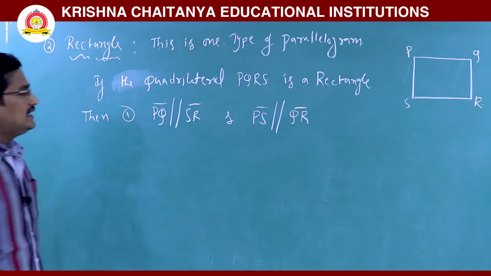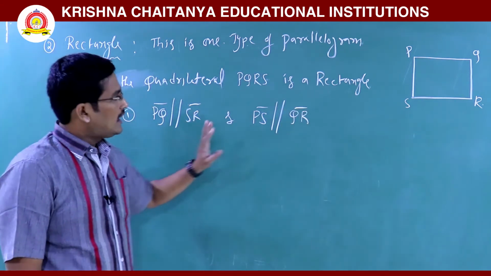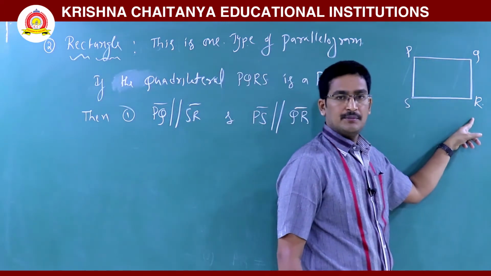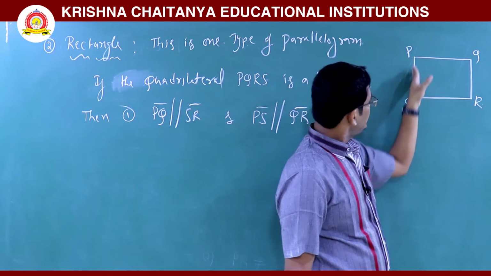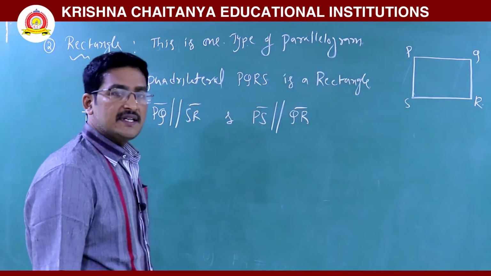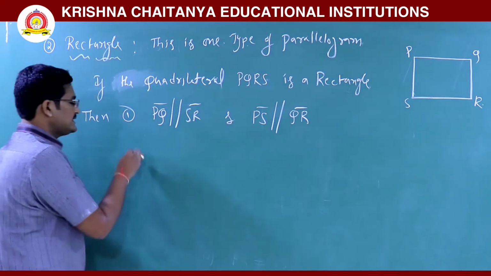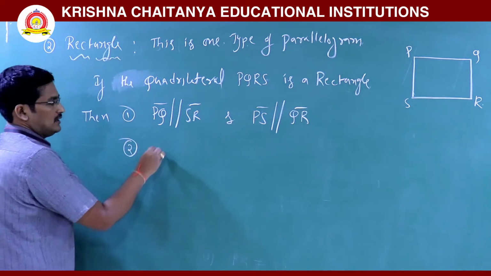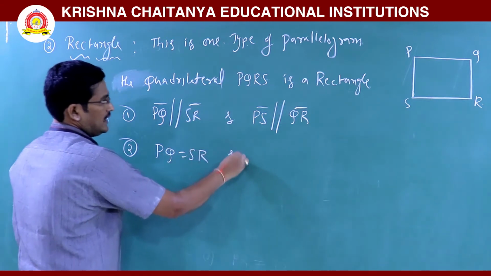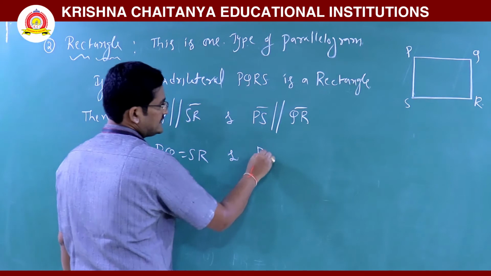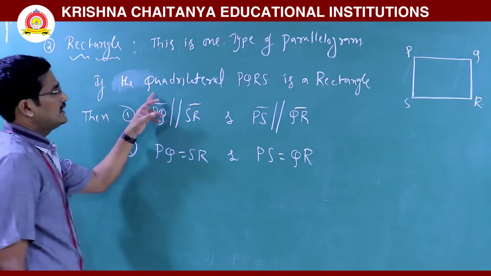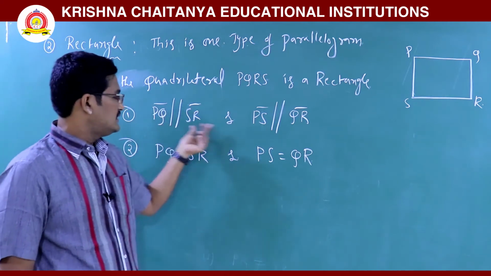So, it is a rectangle, opposite sides are parallel, and also the distance between P and Q is equal to the distance between S and R. PQ is equal to RS, PS is equal to QR. So, opposite sides are parallel and opposite sides should be equal. So, the second condition is opposite sides should be equal. So PQ is equal to SR and PS is equal to QR. Okay, this quadrilateral PQRS follows these two conditions.